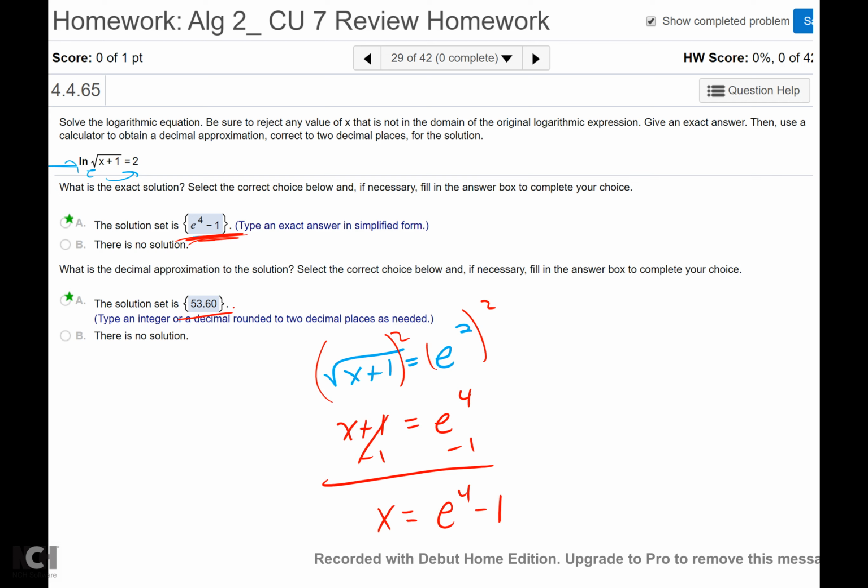The second part is, we'll analyze it. So type it in: e caret 4 minus 1 is 53.6.